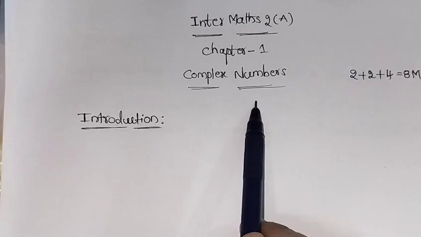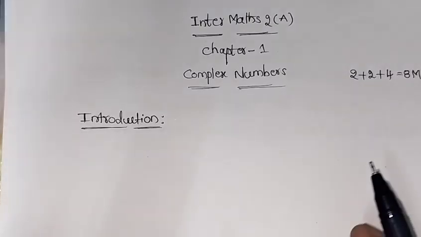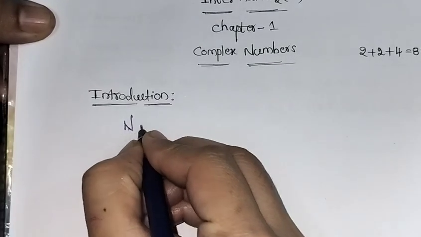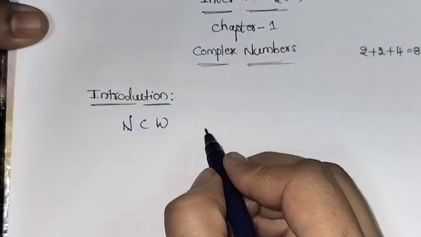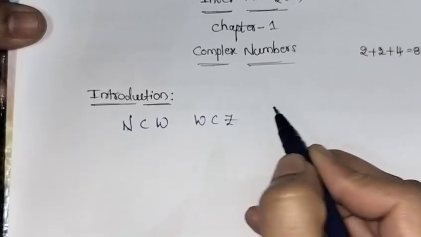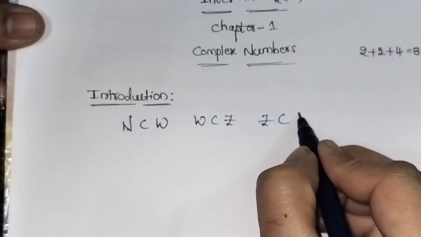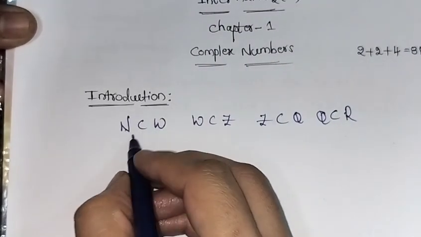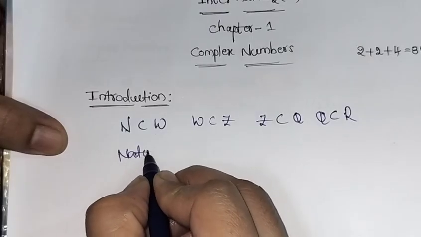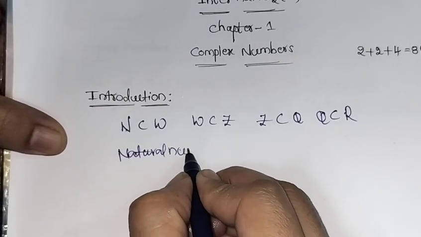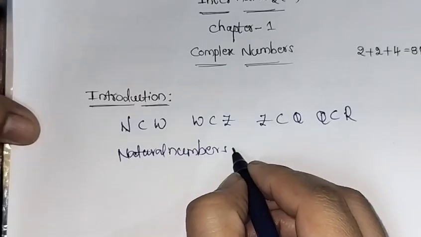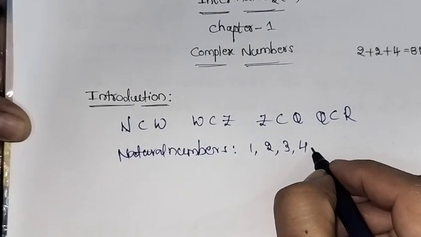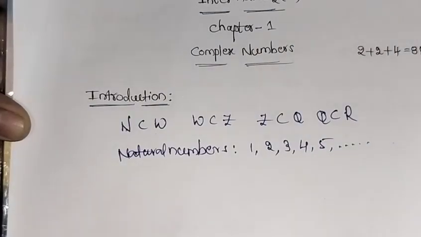Before we look at complex numbers, let's first understand what real numbers are. Real numbers means: natural number system to whole number system, whole number system to integers, integers to rational numbers, rational numbers to real numbers. So natural numbers are 1, 2, 3, 4, 5 and so on.